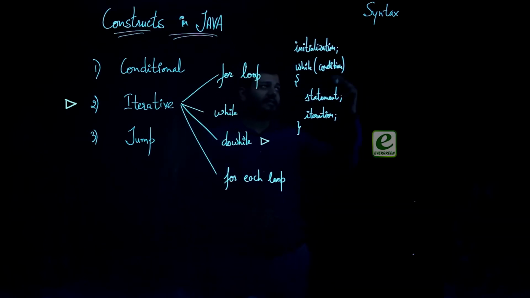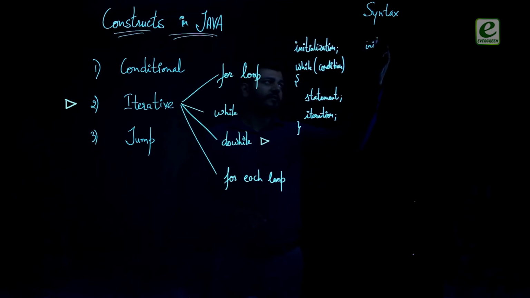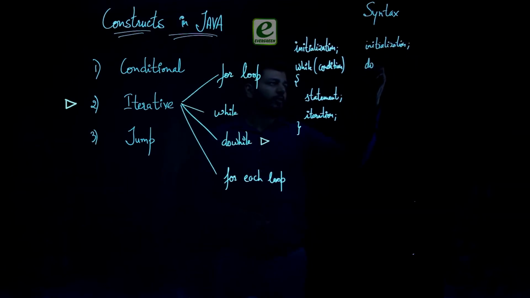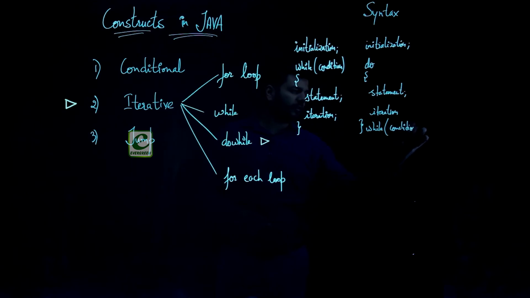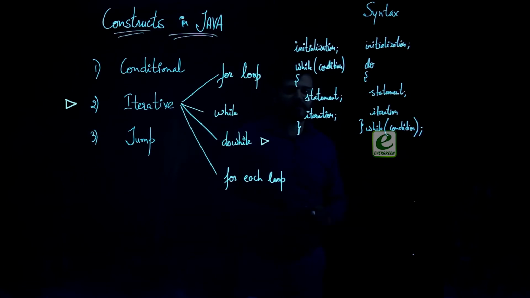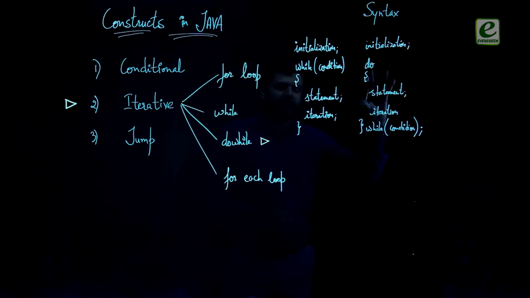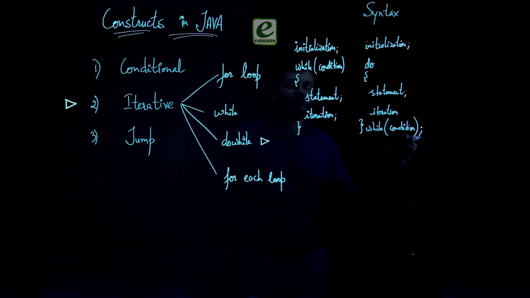Now let's see what the syntax of do while is. It is initialization, do, statement, iteration, close, and then while, condition, and a termination. This termination operator is very important here, so please note it. It is the only loop which contains a termination operator at the end. So it is do while.